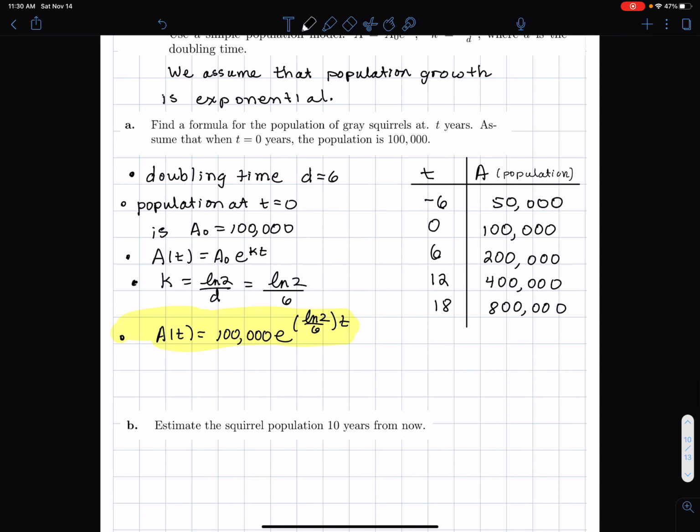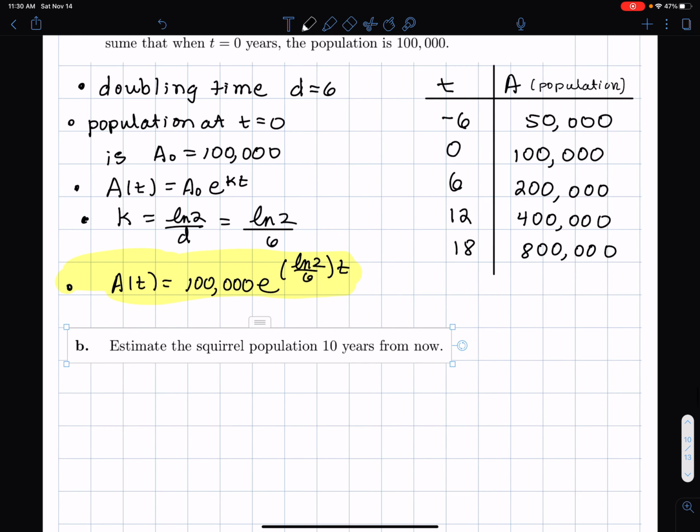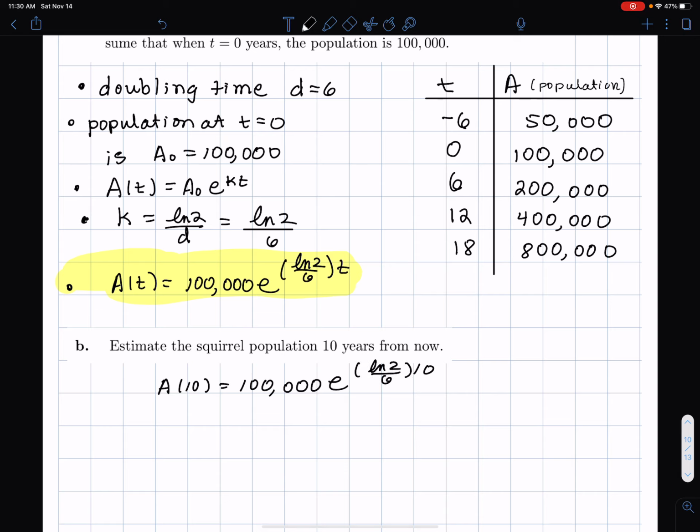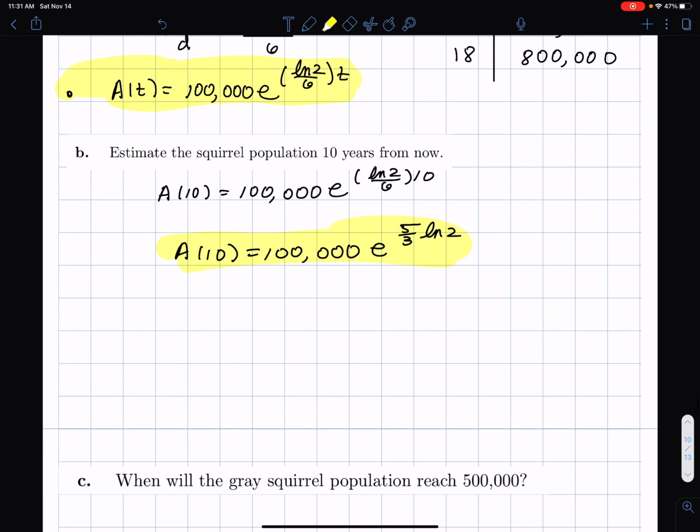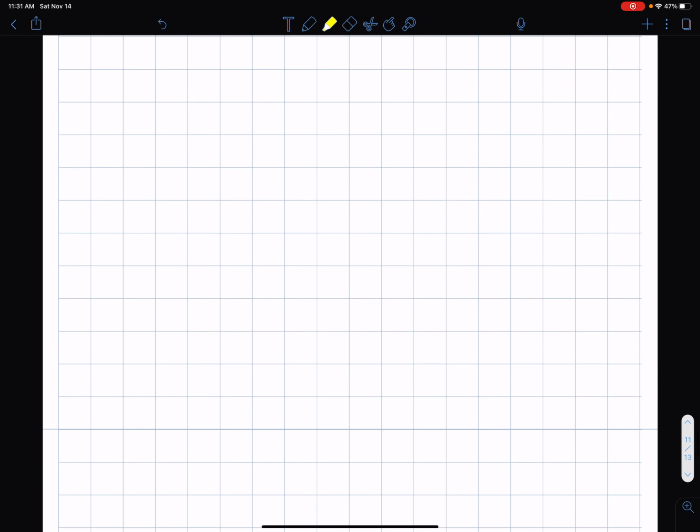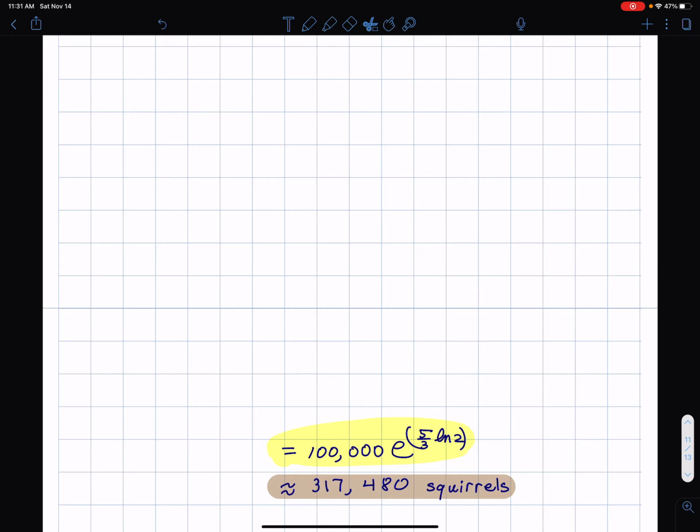Now, estimate this squirrel population 10 years from now. We have our nice little formula, and we'll just punch it in. A of 10 equals 100,000 e to the ln 2 over 6 times 10. That simplifies to 100,000 e to the 5/3 ln 2. That looks like a good answer, the precise answer. But what I did is copy down the value from a calculator, because I did this before.